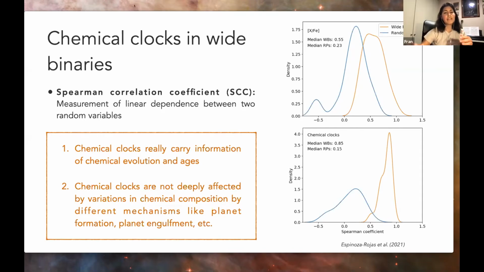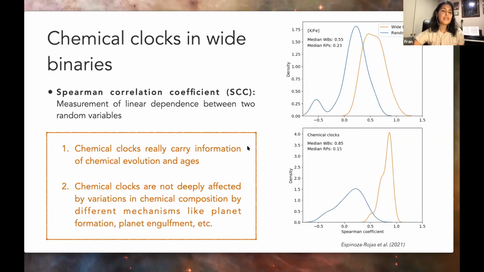Moreover, since they also have this dependency with metallicity and are sensitive to radial migration, as I mentioned in the introduction, they must also carry information about the chemical evolution, which might be different at different places in the galaxy. In addition, since our sample included some systems with chemical variations caused by different mechanisms like planet formation or planet engulfment, these results helped us to confirm the idea that chemical clocks are sensitive to the age of the stars, regardless of the possible differences in the compositions, and still be consistent with the components of such coeval systems.